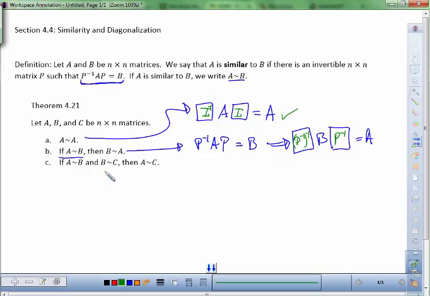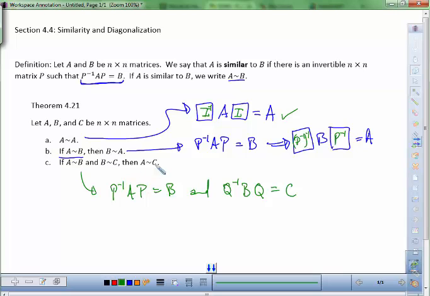And then the last one, we can assume a couple of invertible matrices. Let's say one of them is P, and let's say the other one is Q. So A is similar to B means we can have P inverse A P equal to B, and B is similar to C. That means we can have another matrix that might have nothing to do with P, so let's call it Q, where Q inverse B Q is equal to C.